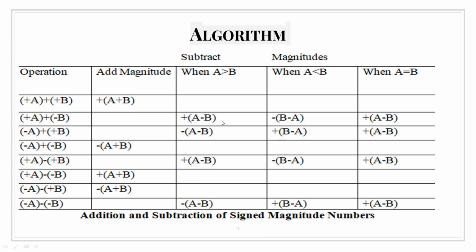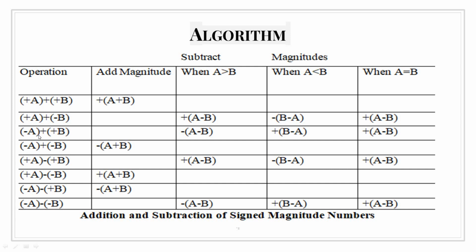So we have to go for subtract magnitudes and compare when A is greater than B, less than B, or equal to B. If A is greater than B, B is subtracted from A and we take the result sign of A, that is plus. When A is less than B, A is subtracted from B and finally we take the sign of the result as B's sign, that is minus. If it is equal, B is subtracted from A and we take the positive sign.